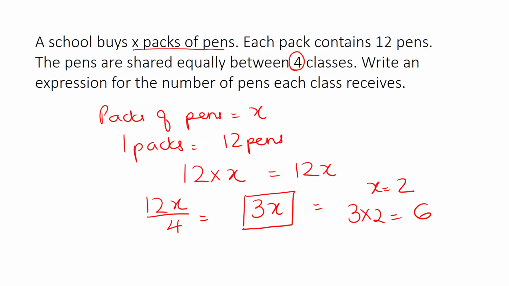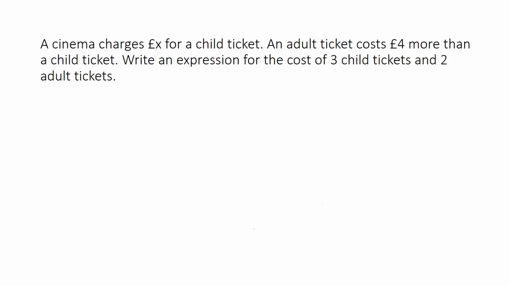Let's look at another example. Cinema charges. This is a very common question about child and adult cost. So the cinema charges x pounds for a child ticket. So we are going to say the child ticket cost is x pounds, and the adult ticket costs 4 more than the child. So it's going to be 4 plus x, or x plus 4, because it's 4 pounds more than the child.